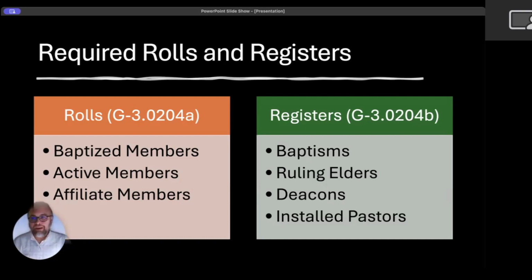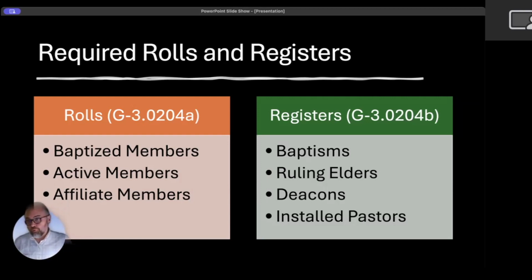So rather than trying to change their membership once a year, they're going to be listed out that way. The Book of Order also requires four registers be kept. The register of all baptisms. That's distinct from the role of baptized members. So sometimes you might baptize someone upon them joining the church. That person gets put on the baptism register, but not on the baptized member roll. So that's why there's that distinction, because you always want to be able to find a baptism.